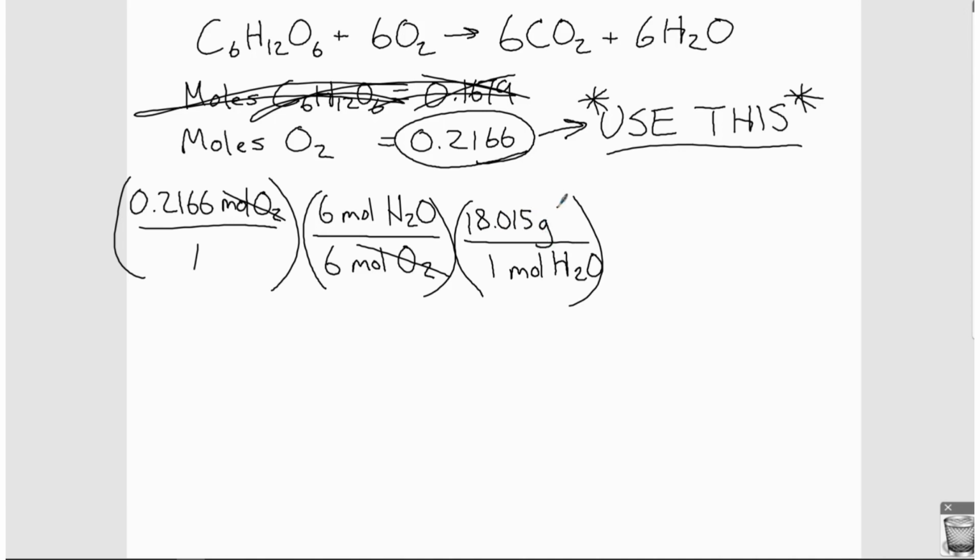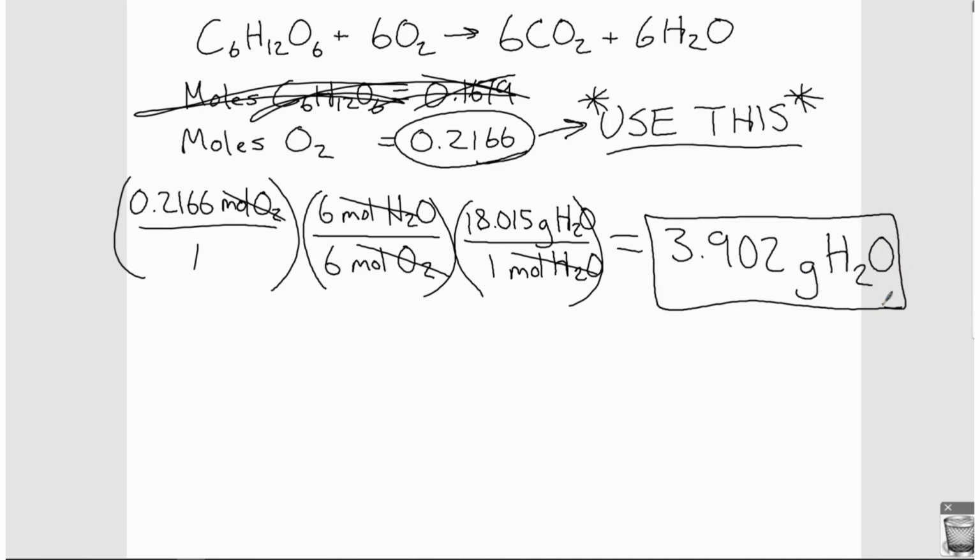All of my units end up canceling. And when I plug this into the calculator, it's really going to simplify to 0.2166 times 18.015 because our 6's simplify to just a 1. My answer ends up being 3.902 grams of water. And that is how you do a simple stoichiometry problem.